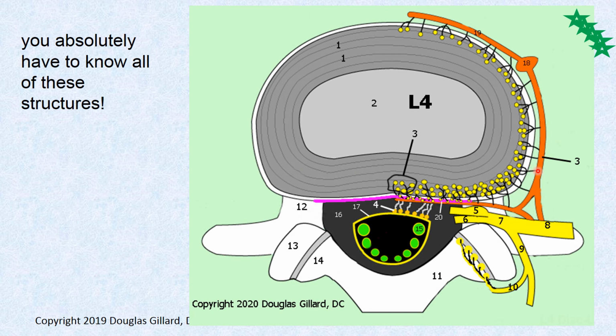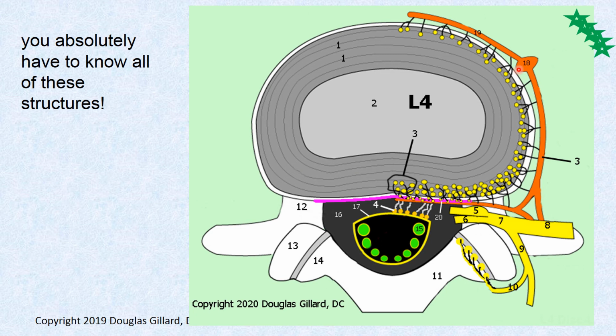Right? How about 3? And now we're talking some sympathetics. This is the gray ramus communicantes, or gray ramus communicans. Right? You know this from Gross Anatomy 1.